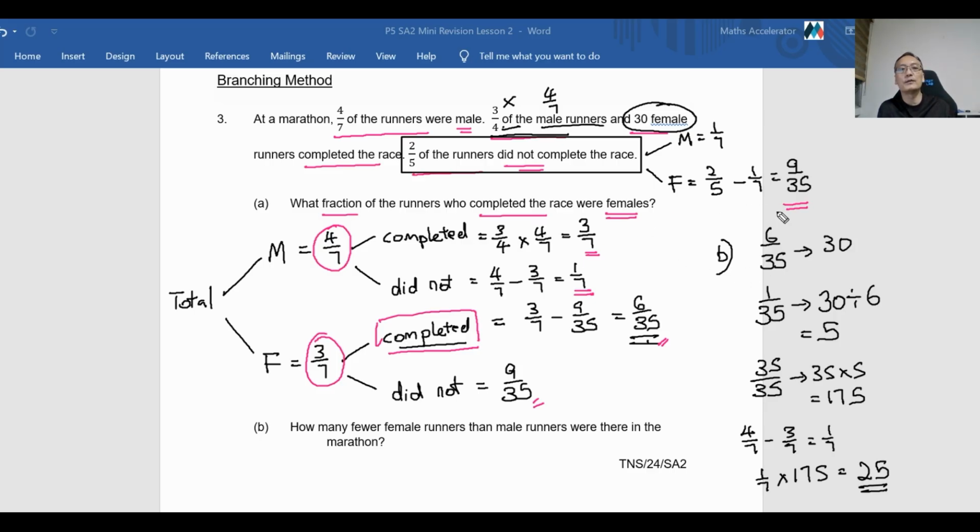So lastly, we need to find how many fewer female runners than male runners were there. To find that, we first of all have to find the total. Based on the information, we know that 6/35 is 30. We divide to find 1/35, and we multiply 5 times 35 to get the total number of runners at the marathon. The difference in fraction between the male and female is 1/7. So 1/7 times 175, we will get 25. And that's how we arrive at the answers.